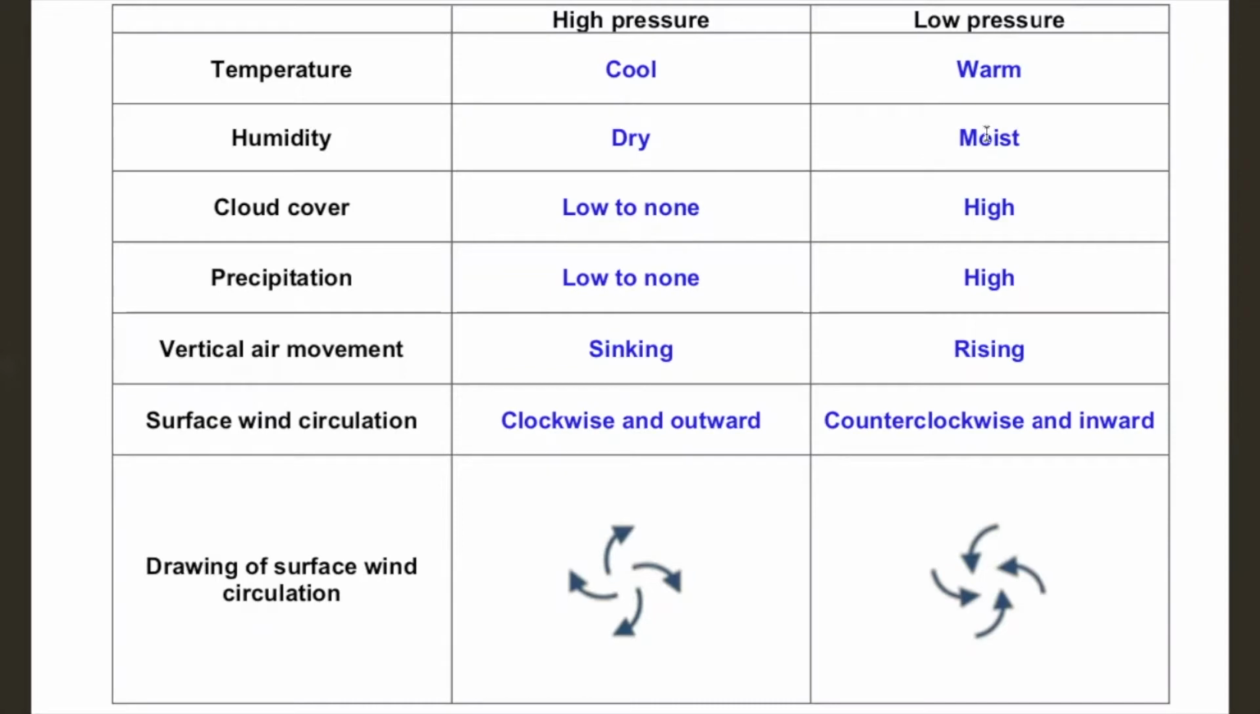Low pressures are usually when you get your rain. Okay. So cloud cover, high pressure, low to none. Because high pressure is when air is sinking down on you. Vertical is moving down. When air goes down and pushes on you, okay? You're not going to have rising, expanding, condensing. So you remember, if you have sinking air, you're not going to have clouds. And if you don't have clouds, you're not going to have precipitation.